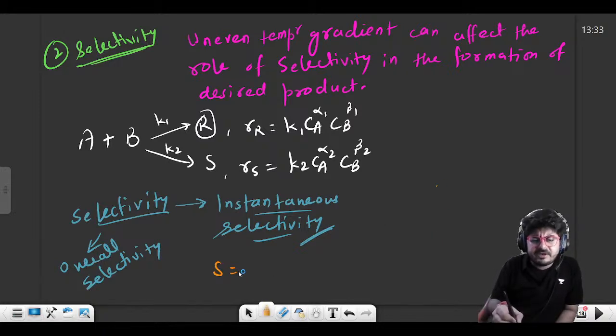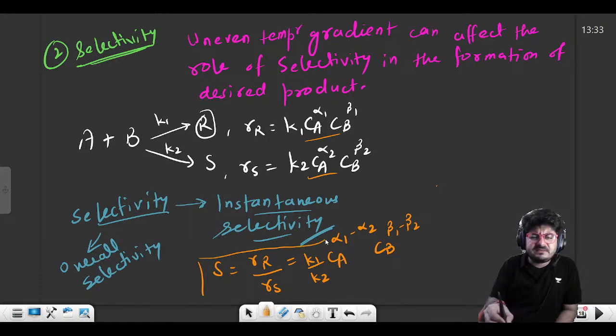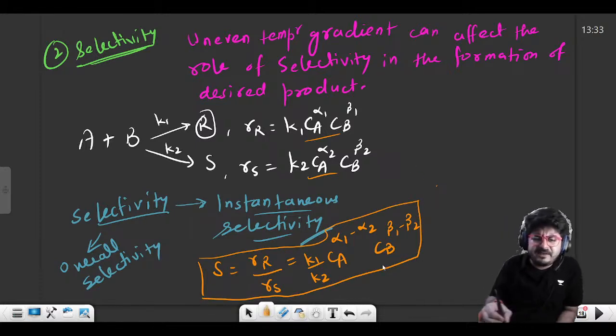For example, you can define it as rate of reaction for the desired product divided by rate of reaction for the undesired product. So if you put these values, you can see it will be something like K1 upon K2 into Ca power alpha 1 minus alpha 2, and Cb power beta 1 minus beta 2. I hope you have seen this in the designing of multiple reaction systems, designing of parallel reactions.